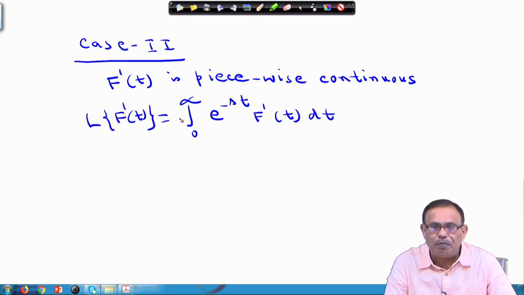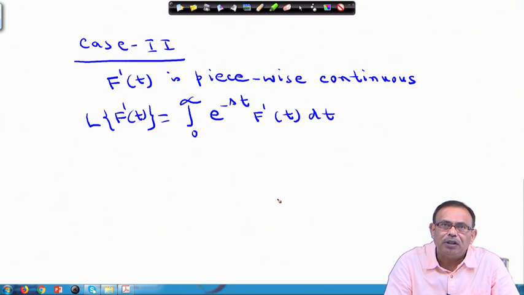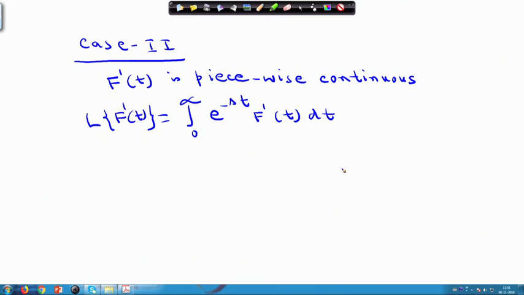So, this Laplace transform of f dash t equals integral 0 to infinity e power minus s t into f dash t. Since f dash t is piecewise continuous, that means in each particular subdomain the function f dash t will be continuous. So, this integral I can break into n number of finite sub integrals, say 0 to a 1 plus a 1 to a 2 plus a 2 to a 3, like this way, plus a n to infinity, and in each of them f dash t is continuous.